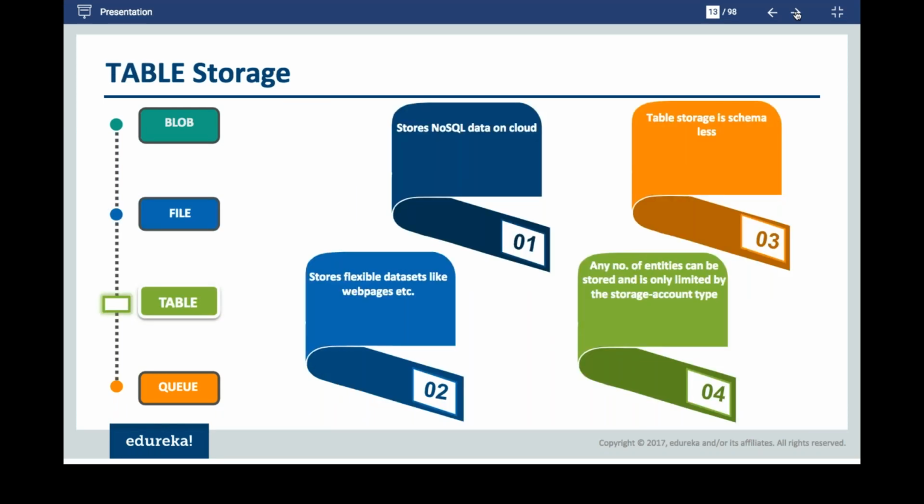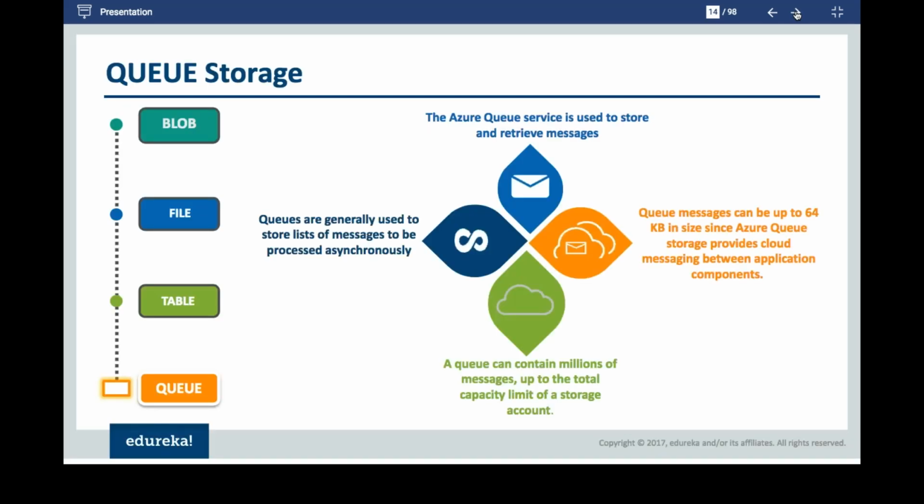Further, we have something called tables. Tables is NoSQL data on cloud. You have a schemaless representation over here. You're just going to put up your data sets, which can help you for other statistical information. So that's tables. And queue is the messaging that you will be using here.